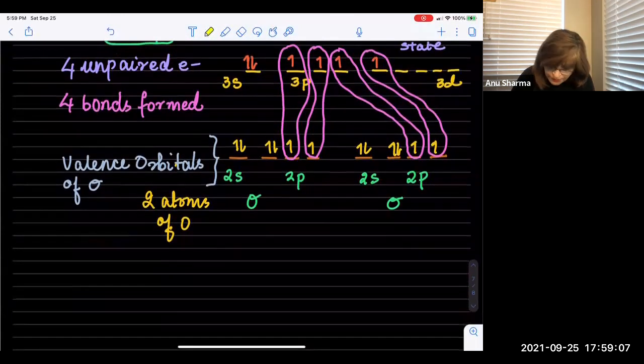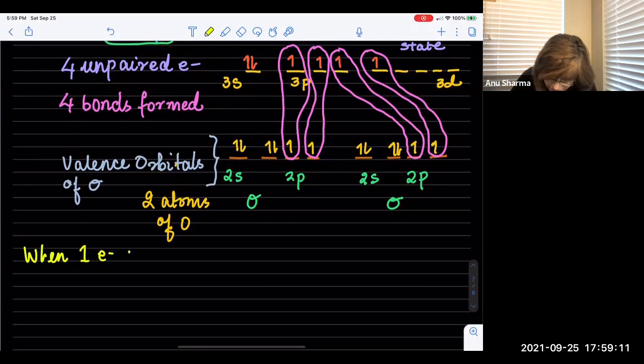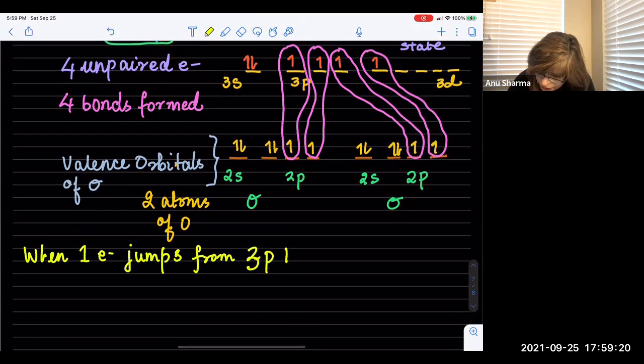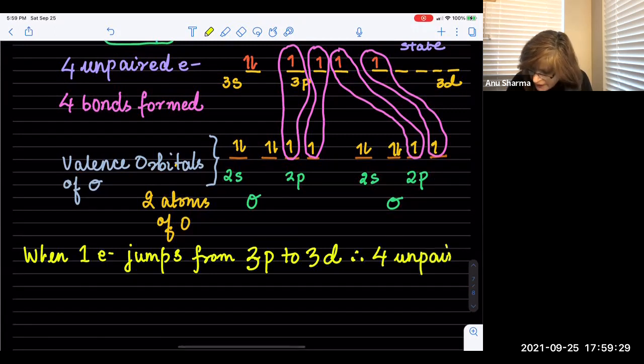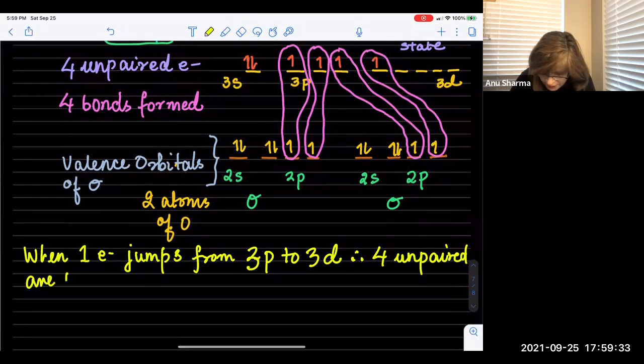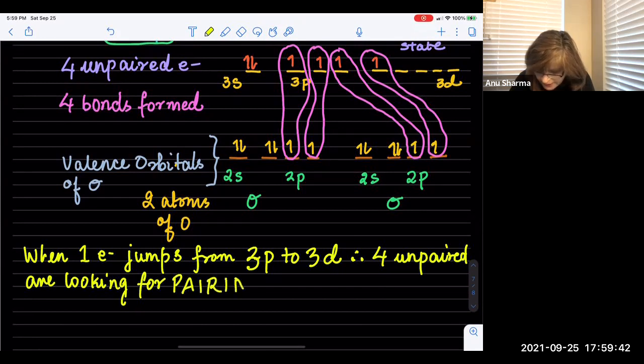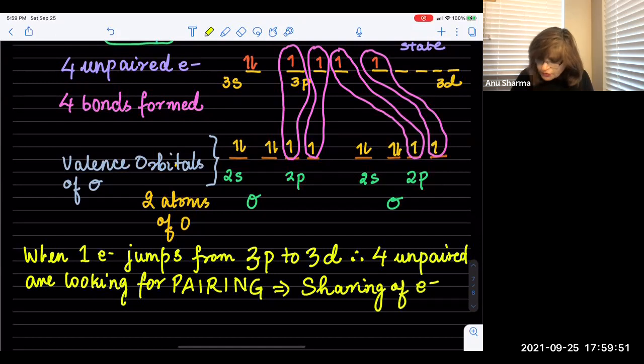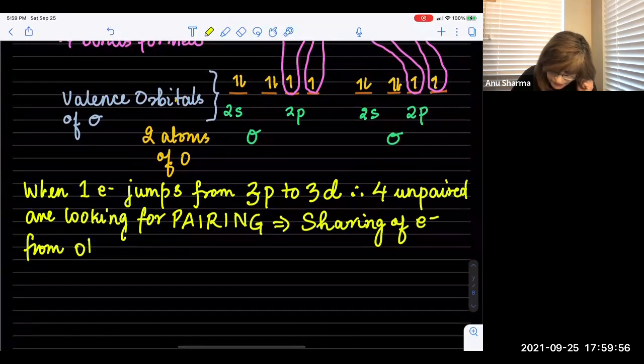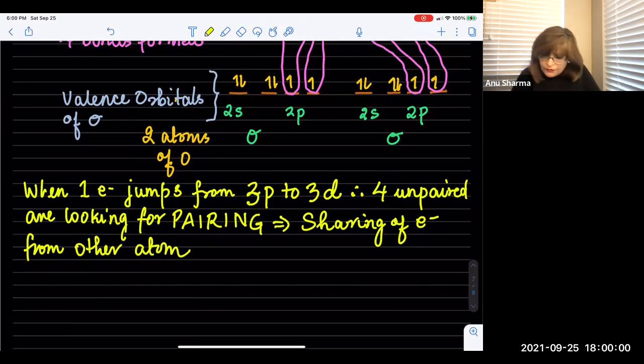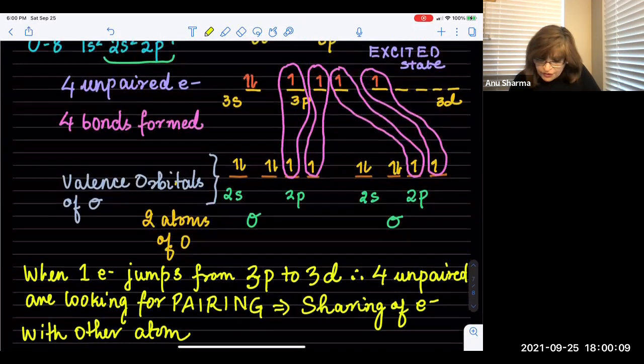When one electron jumps from 3p to 3d, therefore, four unpaired electrons are looking for pairing. And once this pairing happens, that pairing is basically sharing of electrons with other atoms. And this thing only happens when oxygen is present.